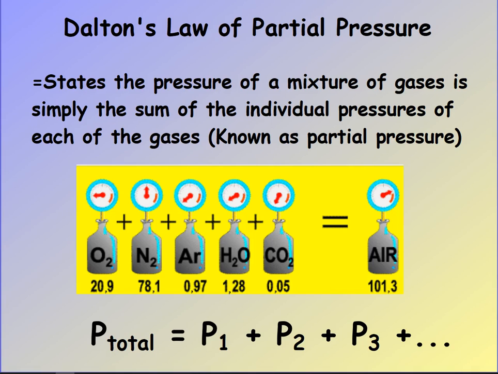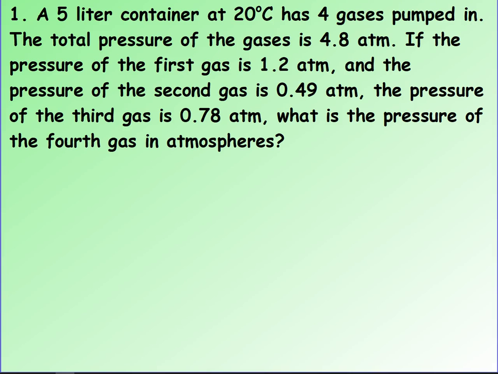So the equation you need to know is this one down here. The total pressure is equal to the sum of all the pressures. So if there's 6 pressures, I have to add up all 6 of them. So a type of problem you could see is like this one.